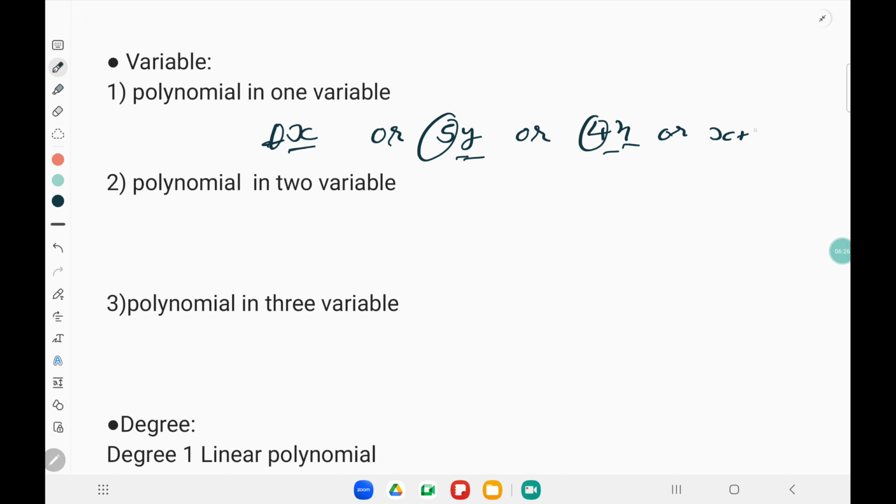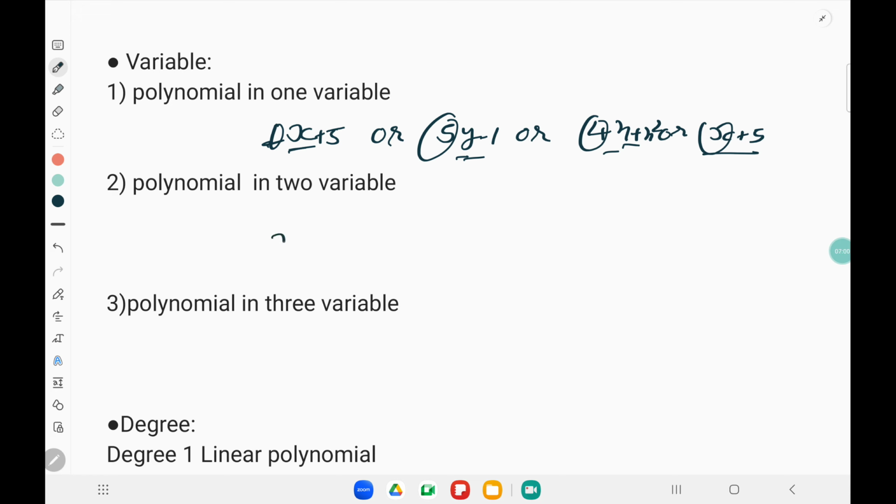Even I could say x plus 5. Here the number of terms doesn't matter. What matters is how many different variables you are using. Here I could say minus 5, minus 1, or even n square. Power means degree, which I am going to explain later. But here, try to understand: the number of terms does not matter. What matters is only the variable. If there is only one variable in a polynomial, then we call that polynomial a polynomial in one variable.